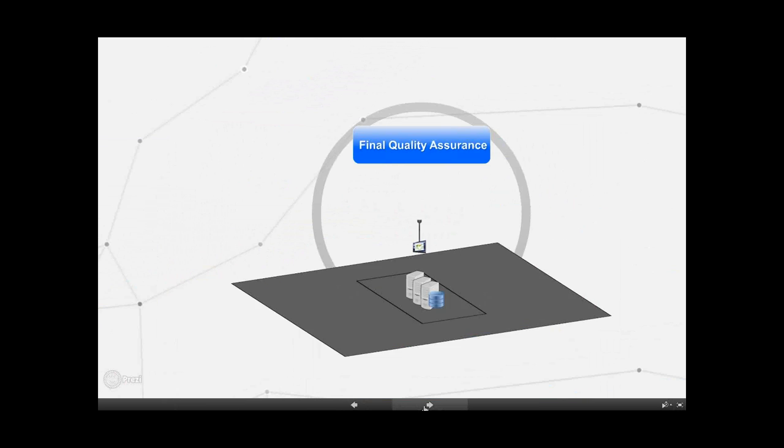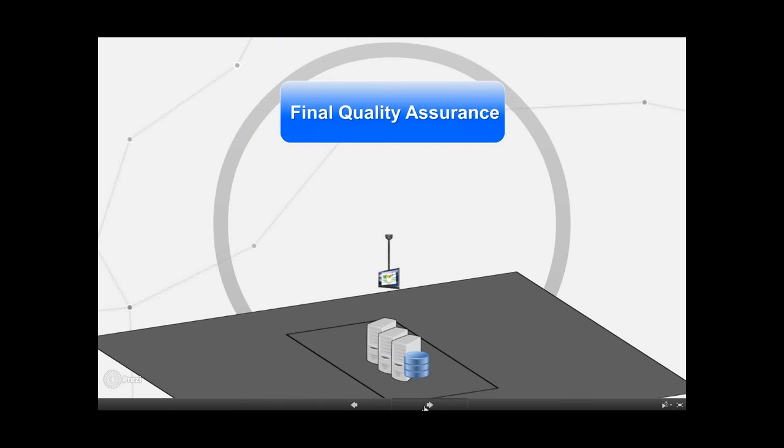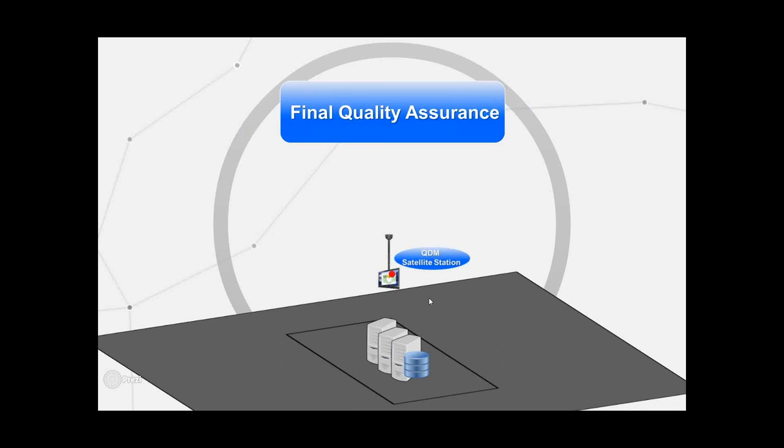The next area we're going to concentrate on is final quality assurance. We're going to talk about the QDM satellite station in a moment, but just a quick overview on the final quality assurance, kind of a final parts, end-of-line quality. It's a generalized view of all parts and assembly. This is where anyone can walk by, see how each individual part is doing, see how the assembly is doing, and just see how the current health of the full product is doing. We're going to take a look at that example next.